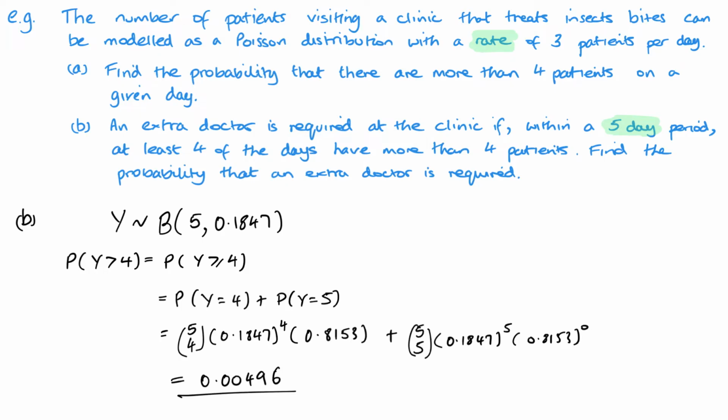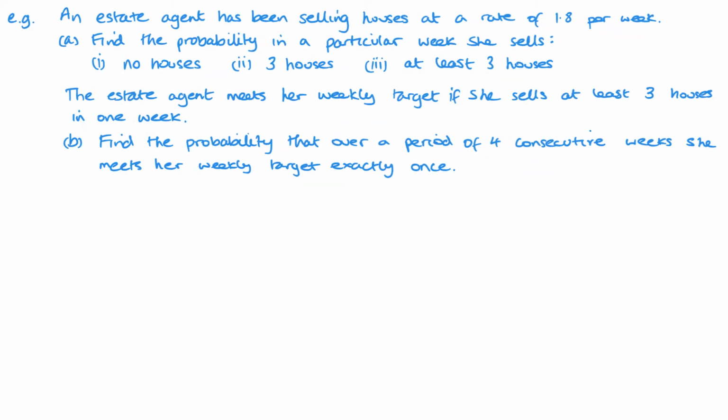Hopefully that wasn't too difficult and you were able to follow it. Let's have a look at a second example. So in this question, we have an estate agent selling houses at a rate of 1.8 per week. So we can see that word rate in there, really important there. It shows us that it is going to be Poisson. Okay, so obviously we've got our fixed time and so on there. So the value of lambda is going to be this 1.8 here.